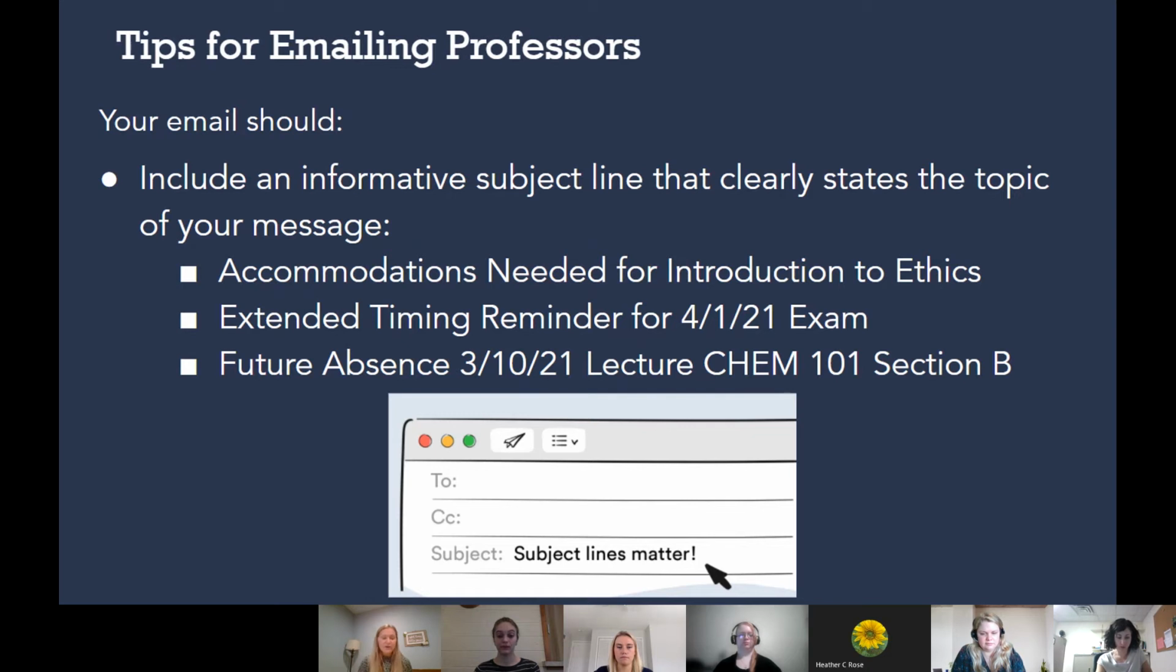You could also consider including your last name in the subject line to increase your professor's attention to your email and to make it easier for your professor to locate the email in their inbox.